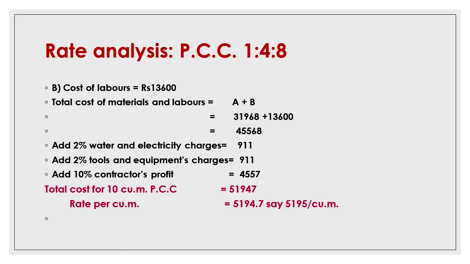So the total cost of materials and labors will be equal to A plus B. So that is 31,968 plus 13,600. This comes to 45,568. So A plus B, that is the cost of materials and cost of labors all together, comes to 45,568.